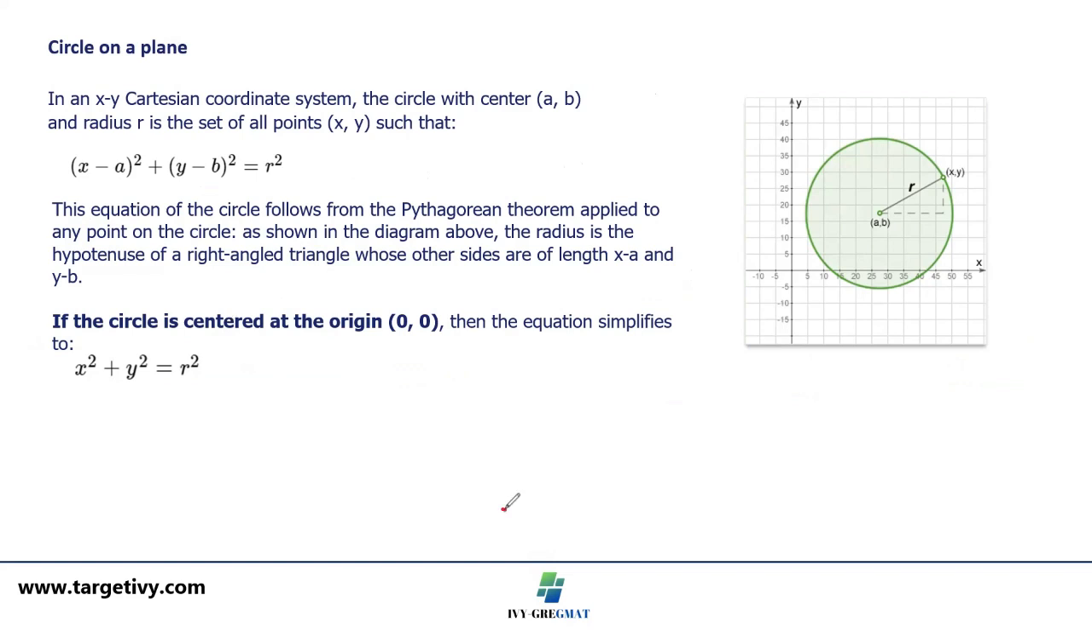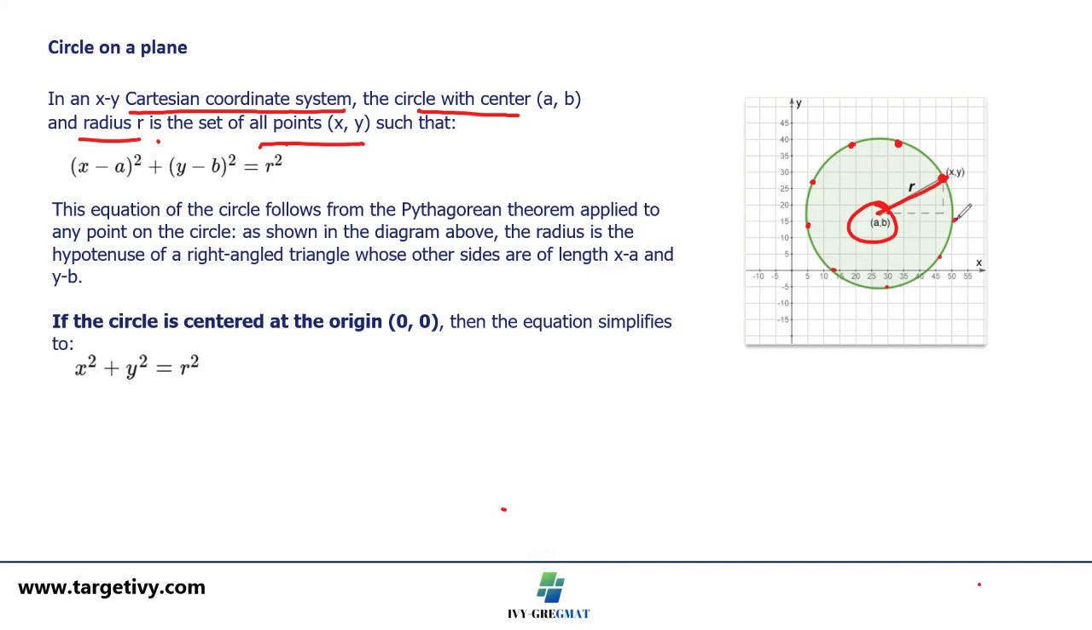So how do we do it? In an XY Cartesian coordinate system, the circle with the center (a, b) and radius R is the set of all points (x, y) that keep moving like this, so that it becomes a circle.